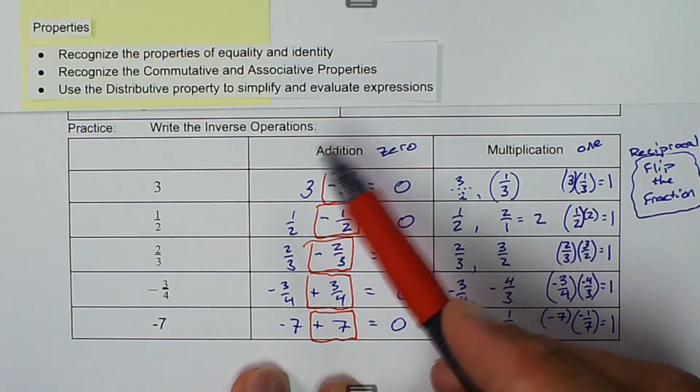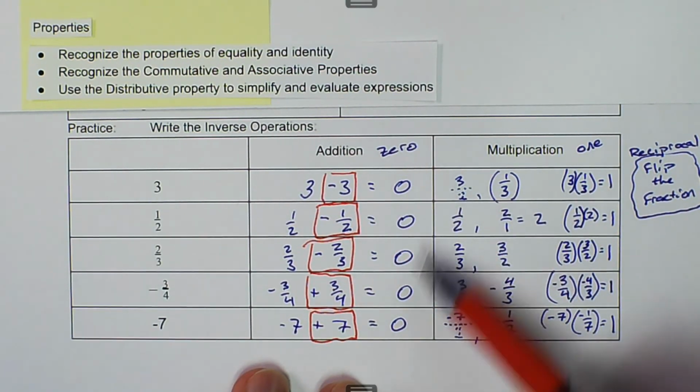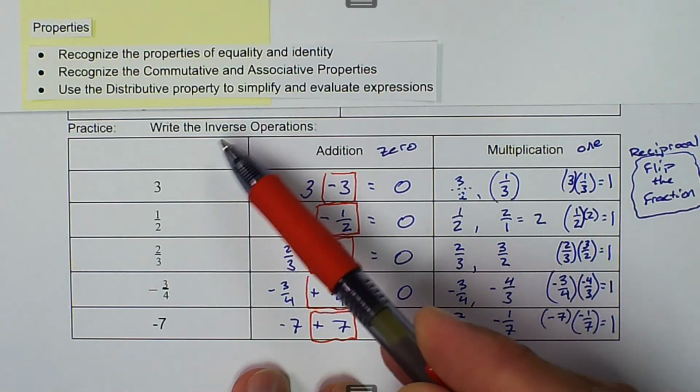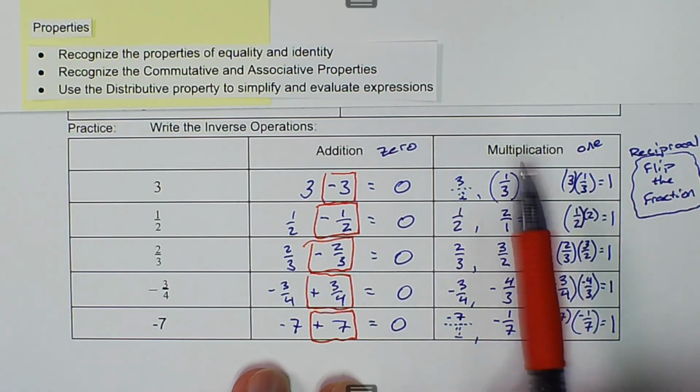So if we're thinking write the inverse operation using addition, we want our answer to be 0 when we get done. If we think write the inverse operation using multiplication, we want 1 to be our answer when we get done.